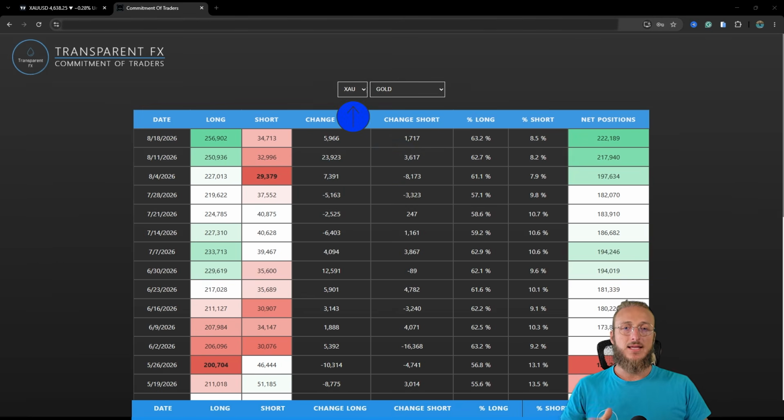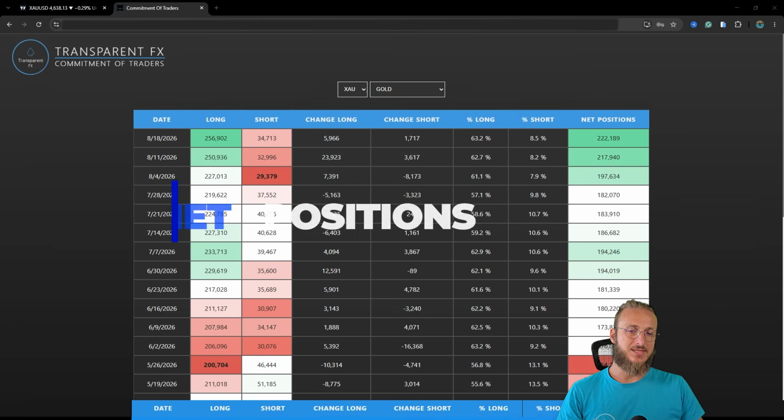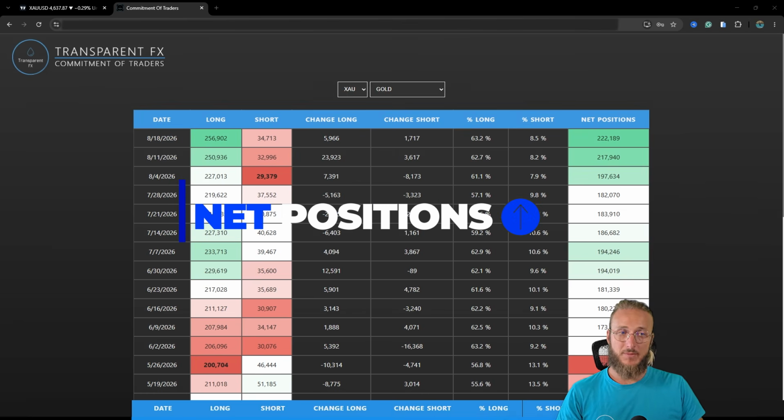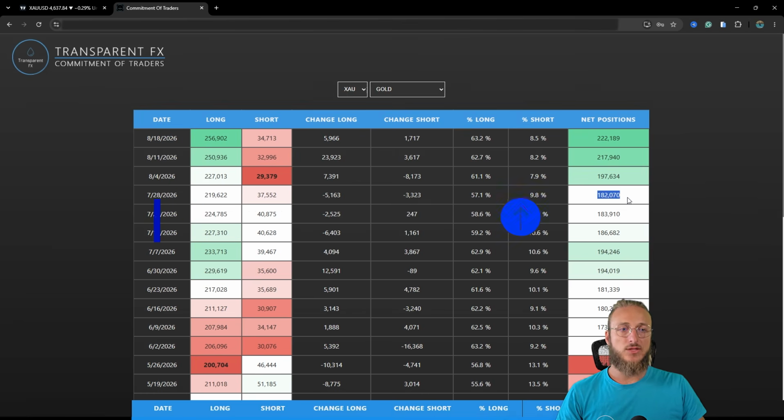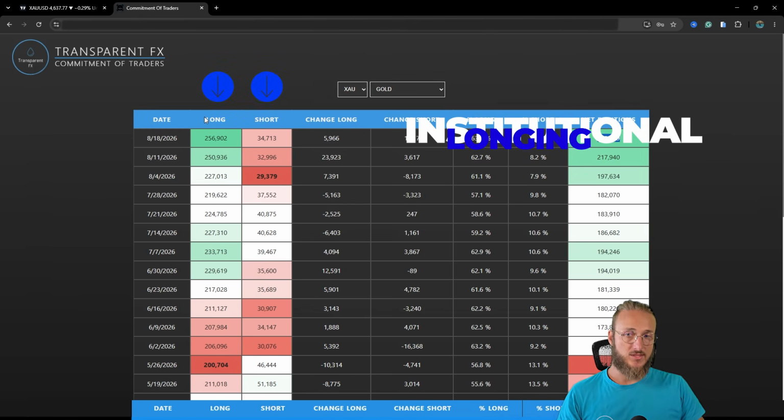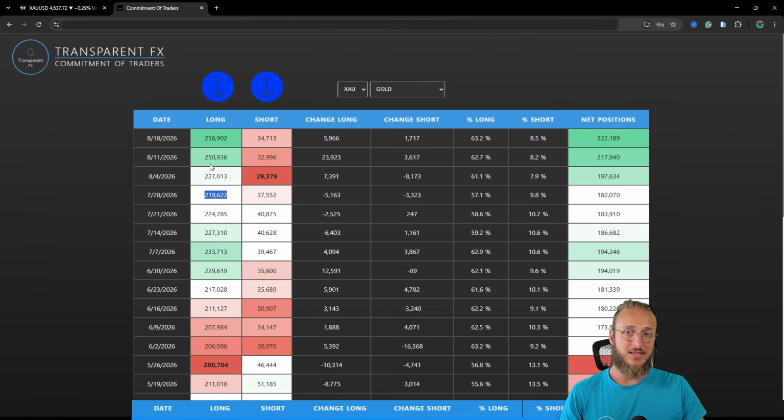Now, if we are looking at the data for gold, we're actually already looking at gold USD, because the data is already reported against the USD. And what we can see is that with the last reports, net positions have been increased quite a bit. We went from 182k net positions all the way up to 222k net positions. So clearly what we're starting to see is that institutions are adding longs once more. We went from 219k all the way up to 256,000 longs compared to only currently 34,000 shorts.